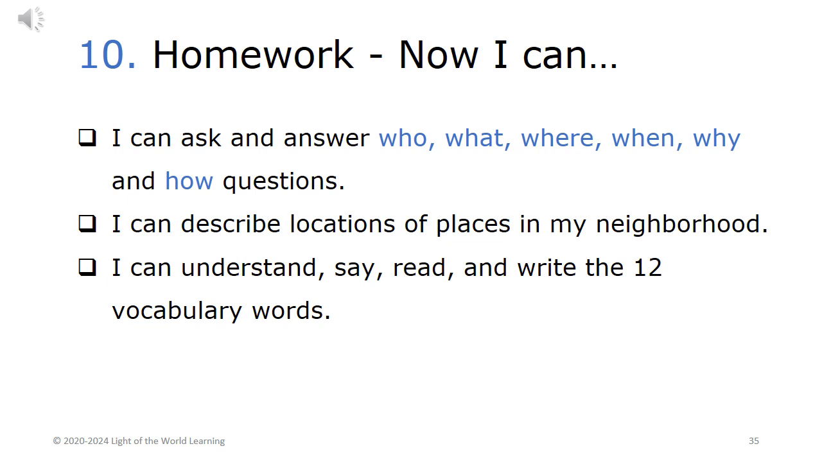10. Homework. Now I can ask and answer who, what, where, when, why, and how questions. I can describe locations of places in my neighborhood. I can understand, say, read, and write the 12 vocabulary words.